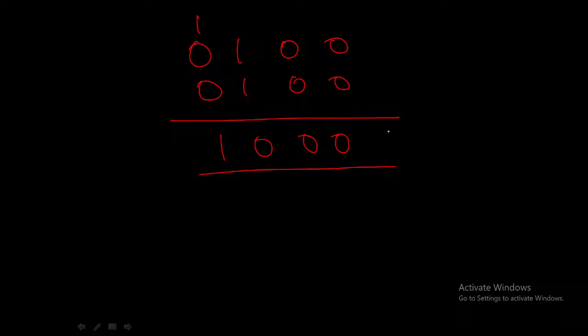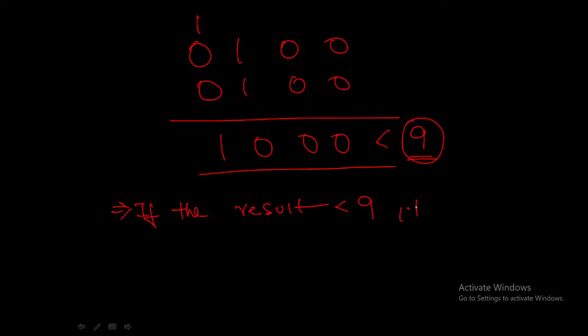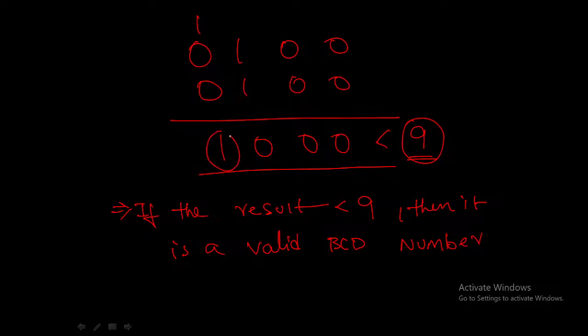Now the final answer is less than 9. So since the final answer is less than 9, it is a valid BCD number. Else, if the result is greater than 9, or if a carry is generated from the 4th bit sum, the sum is invalid. That is, if we get a carry here, then the sum is invalid.